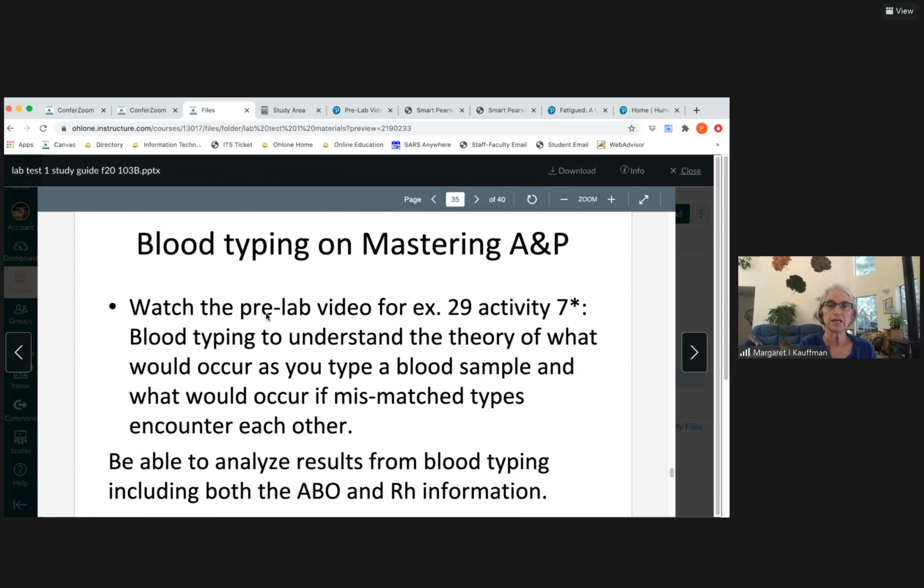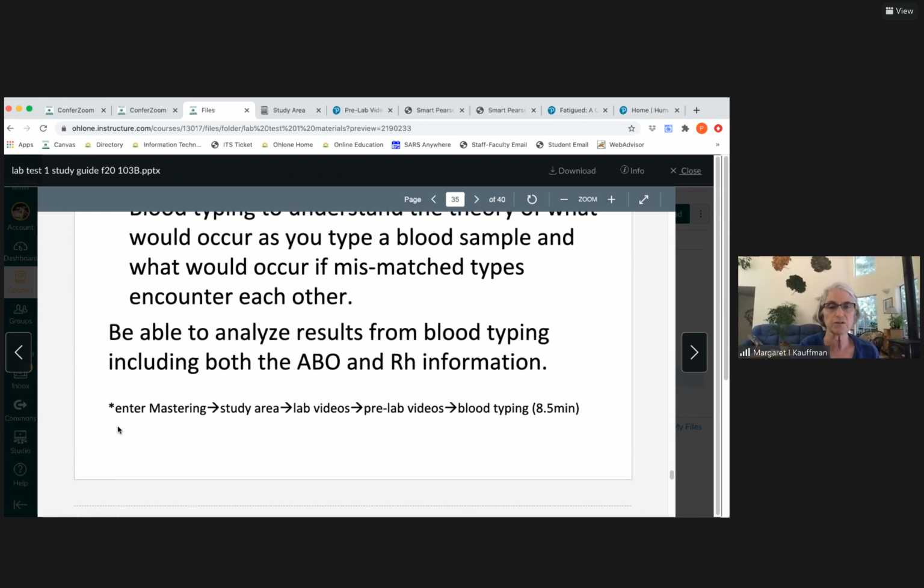So again, I have this here, but I don't really give you directions. Down here, it tells you how to get to this blood typing video. It's about 8 minutes long, and I think it will help you understand the ABO blood type and the Rh blood type. It's pretty good. There's a few things I'd like to add to it.